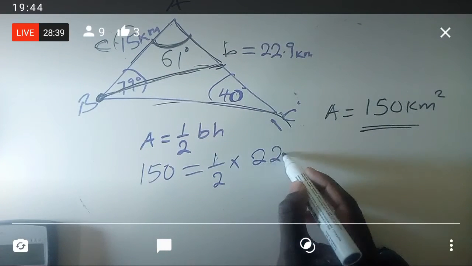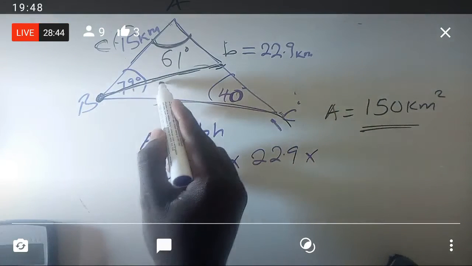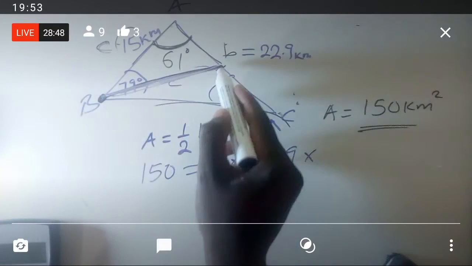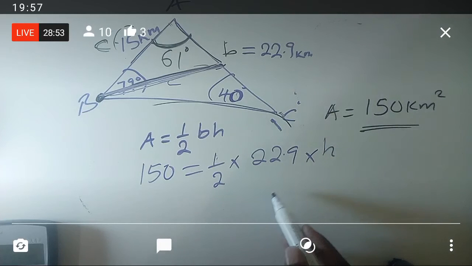So it will be like this times the height is what we want. We want now this height. It's the distance now, this which we want. So we'll just put H. Okay? And then we can now solve for H.